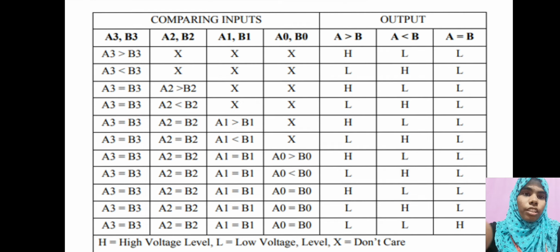A3 equals B3, A2 equals B2, A1 equals B1, A0 less than B0, then A less than B is the output, the rest are zeros. A3 equals B3, A2 equals B2, A1 equals B1, A0 equals B0. When all are equal, A equals B is the output.